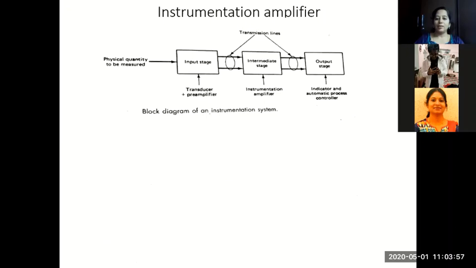Move on to the instrumentation amplifier. So the instrumentation amplifier is a very, very important application of the op-amp. It is used even today in almost all industries.